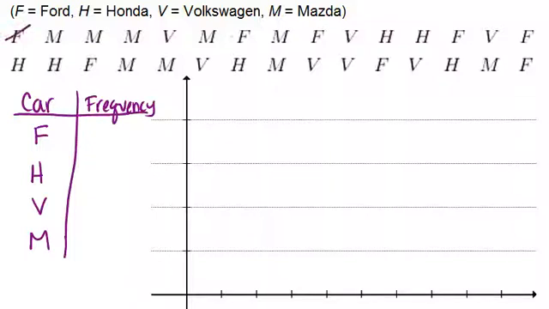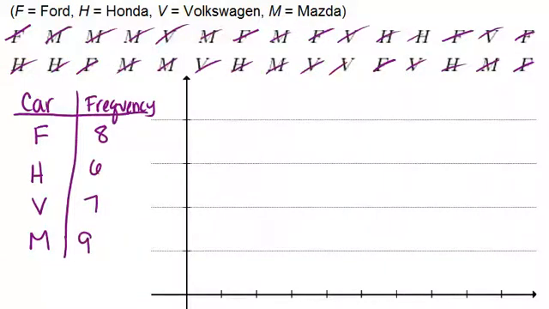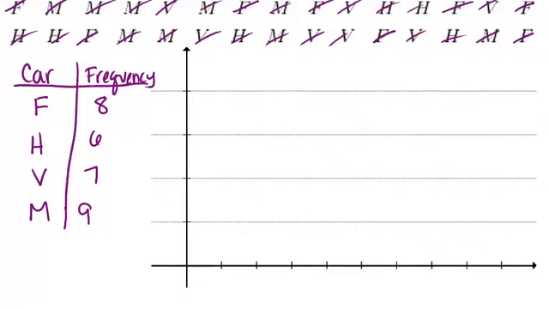So 1, 2, 3, 4, 5, 6, 7, 8. So there are 8 Fords. And then go through and do the same thing for the other 3 cars and count them up. And you can complete your table. Now that you have your table, it will be pretty easy to make our bar graph. We can just start by making our 4 categories. So that would be Ford, Honda, Volkswagen, and Mazda. You could write out the words if you want as well, but this just saves space.